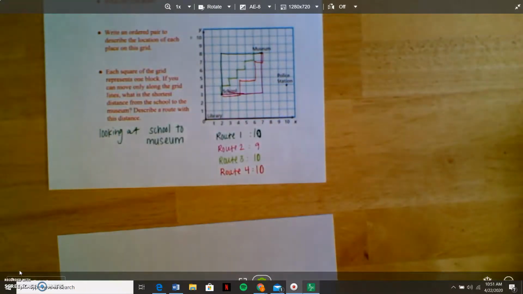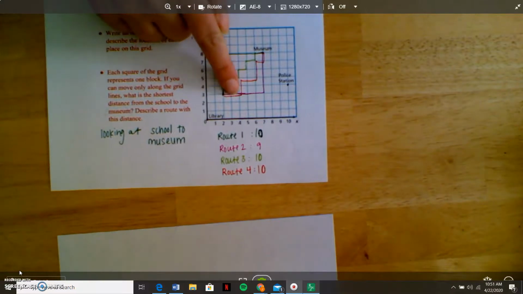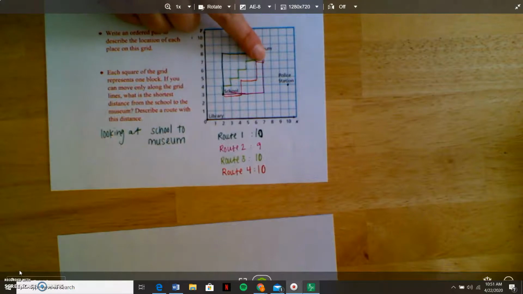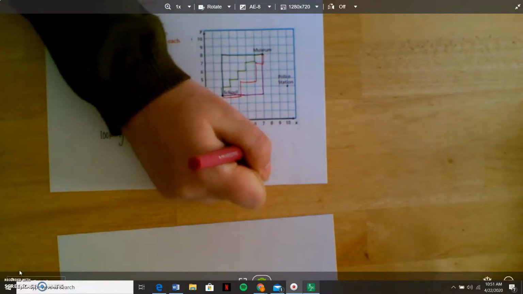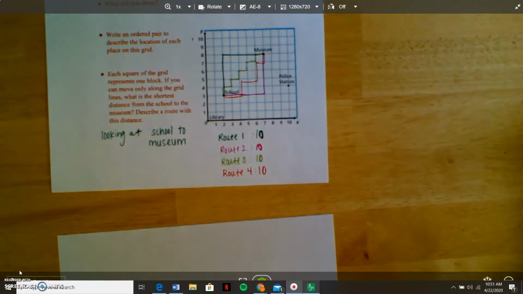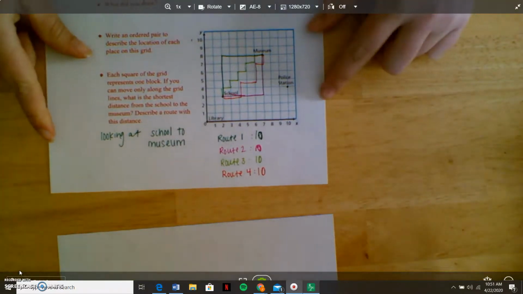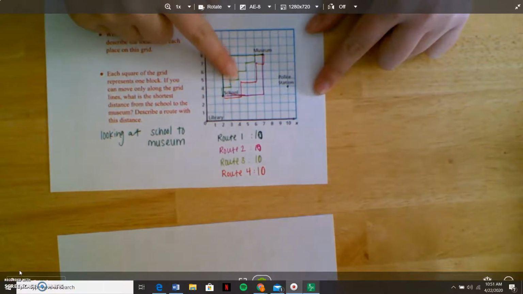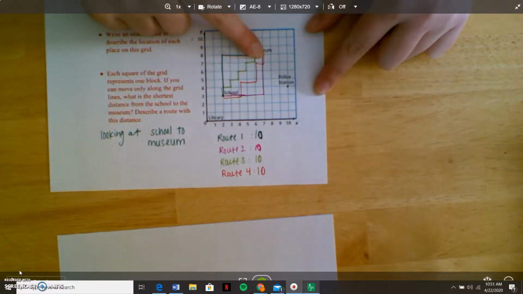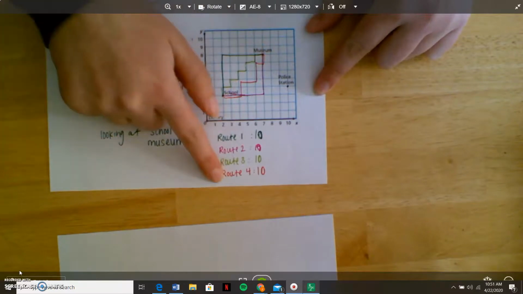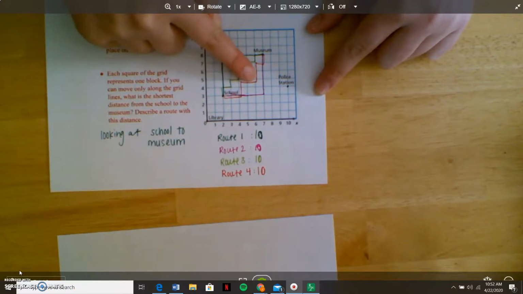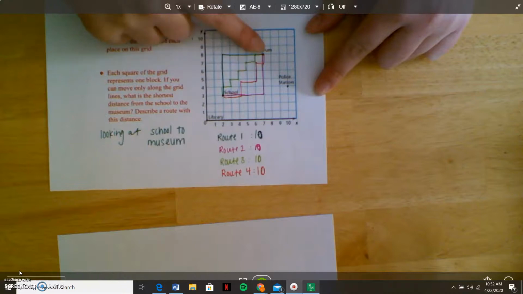So if this is a 10 square, 1, 2, 3, 4, 5, 6, 7, 8, 9. This one is also a 10 square. Uh-oh. What is happening with all of our distances right now? Route 3, I took a little stair. 1, 2, 3, 4, 5, 6, 7, 8, 9, 10. And for our last route, I went over 2. So 1, 2, 3, 4, 5, 6, 7, 8, 9, 10.